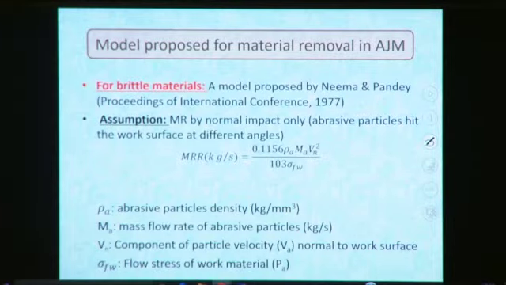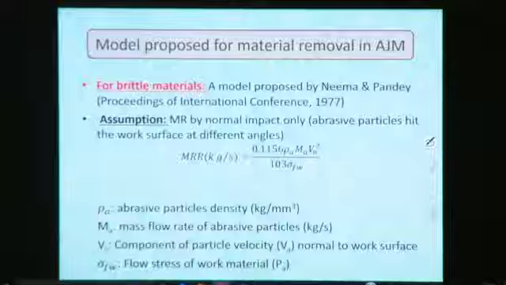Now we shall discuss some models of material removal mechanism for the abrasive jet machining process. There are two models we shall discuss. The first one is for brittle materials. This model was proposed by Nima and Pandey in 1977, and it was published in the Proceedings of an International Conference. The assumption is that material removal is by normal impact only. They have considered only normal impact by these abrasive particles.